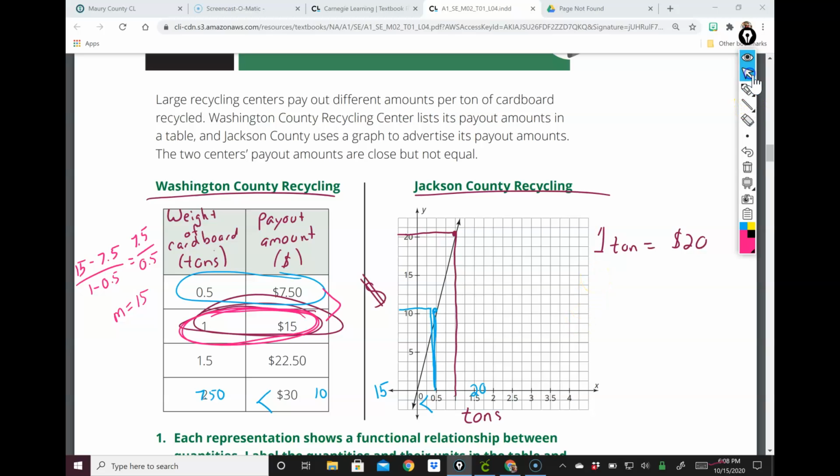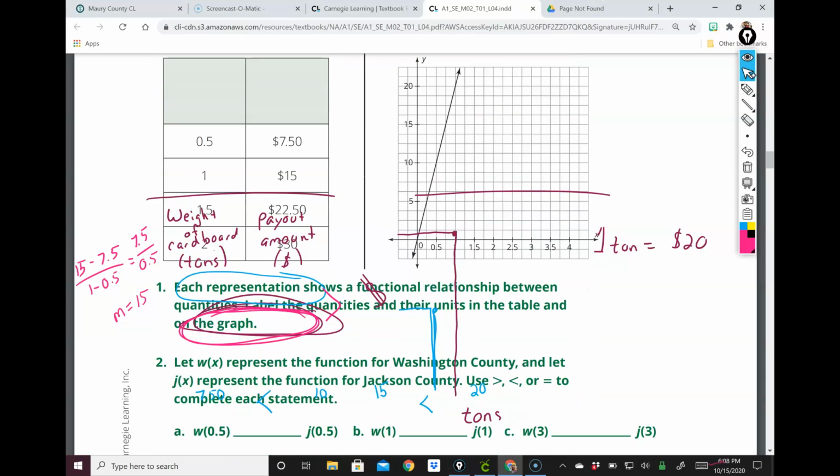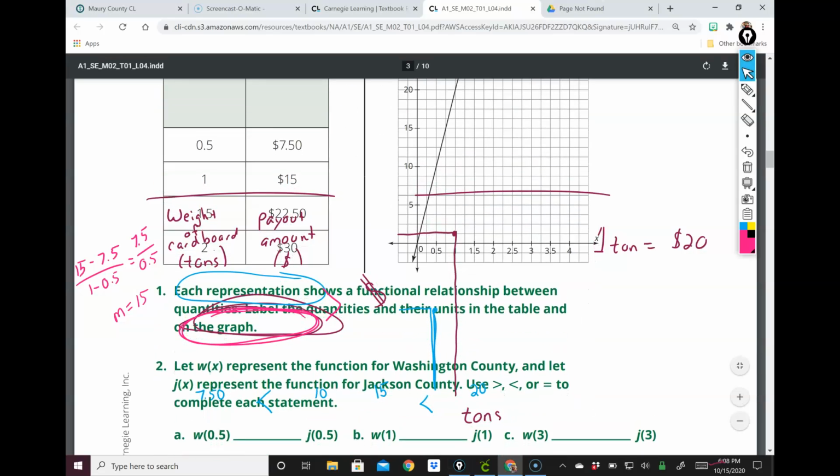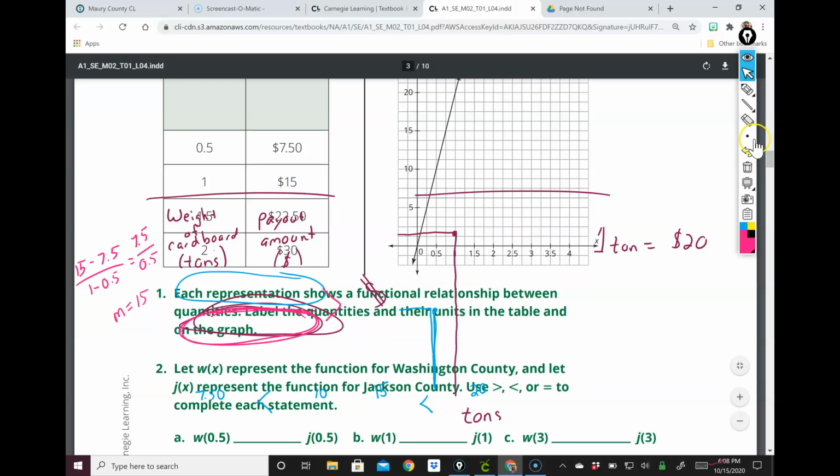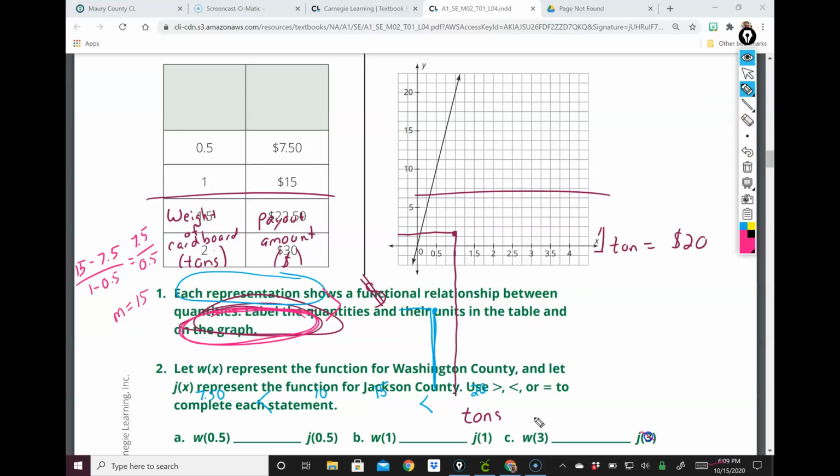So to answer part C, if I have 3 tons, 3 times 15 gives me $45 as my payout. And then for Jackson County, 3 times 20 gives me $60. So still less than.